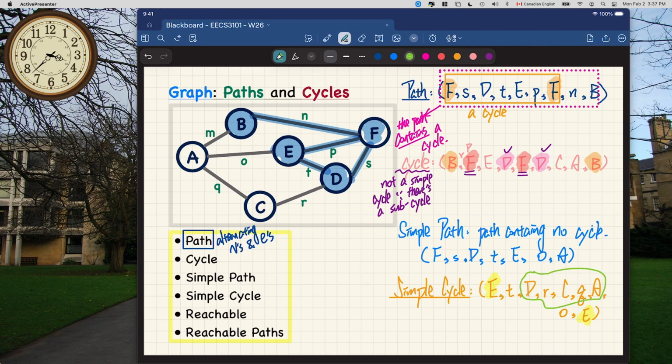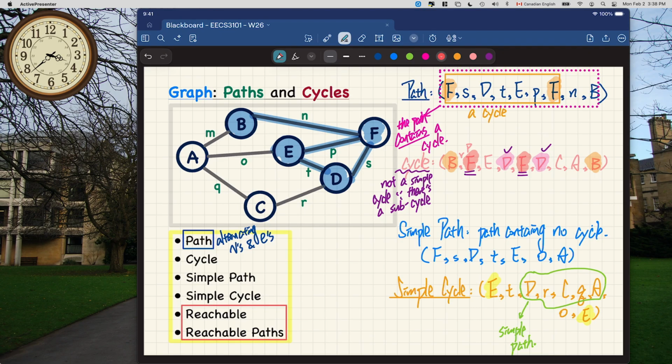This part over here is a simple path. Okay, so these are the 4 different things you gotta make sure you understand. I'll give you one more page to clarify. Usually, there might be a little bit more confusion about simple cycle versus cycle in general. Just before that, I want to also talk quickly about something called reachable and reachable path.